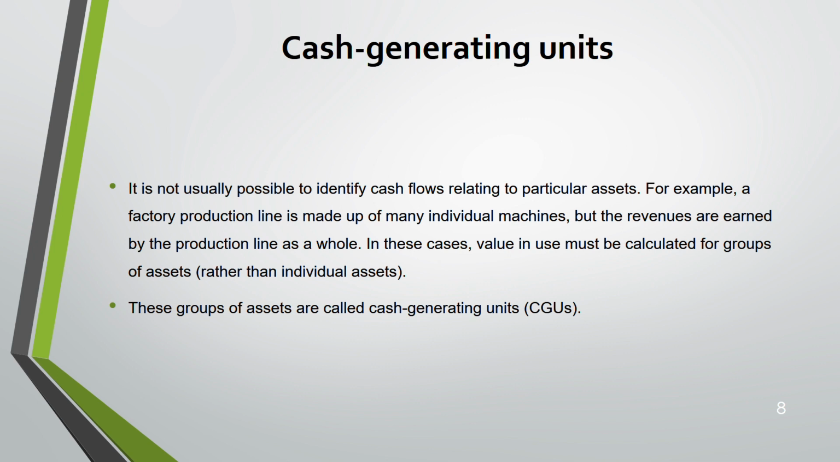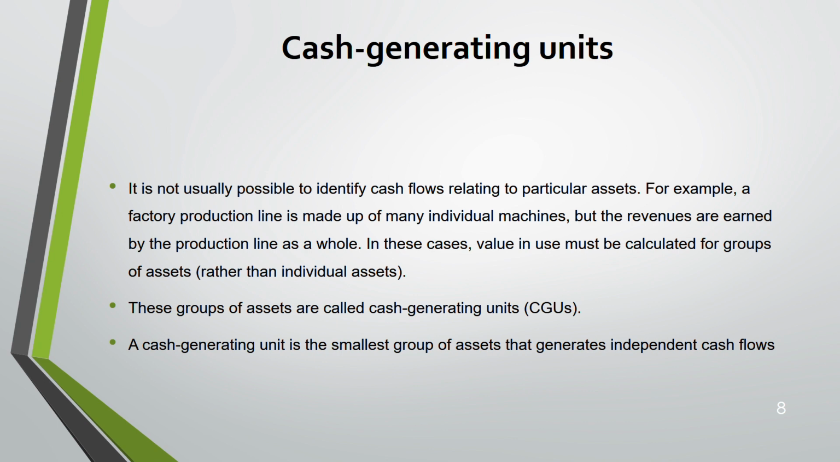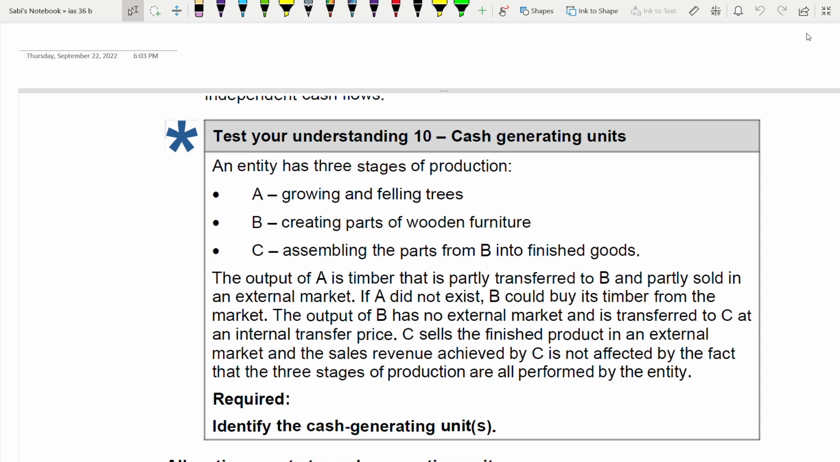Okay, and cash generating unit is the smallest group of assets that can generate independent cash flow. That means from that you can earn revenue. Okay. So in your exam, your task is to identify the cash generating unit. It is not a difficult task. You'll be able to do it. Let us do a question on this before we move on to how to allocate. Test your understanding 10. Cash generating unit. You need to identify the cash generating unit, whether A, B, and C.